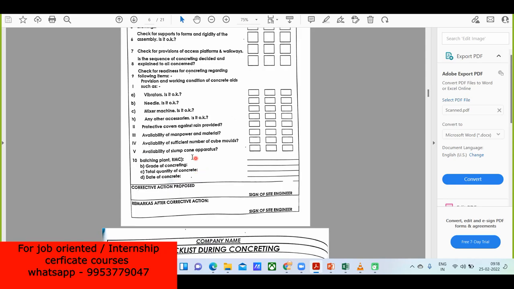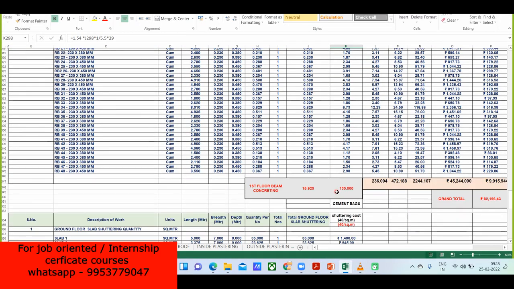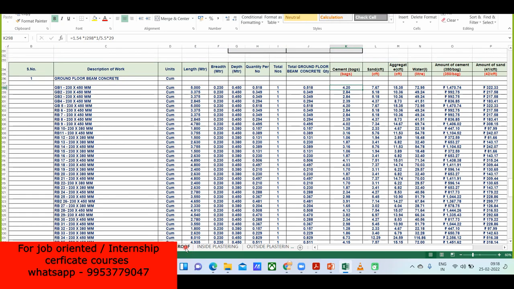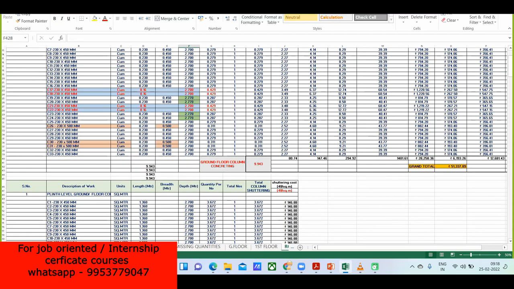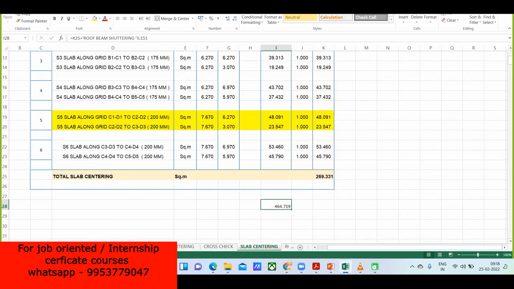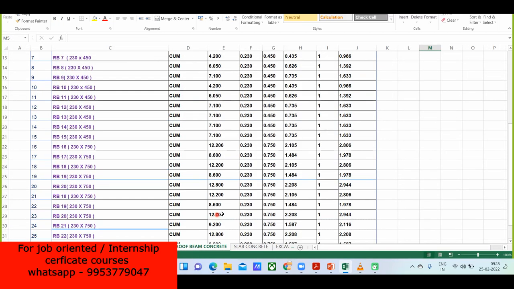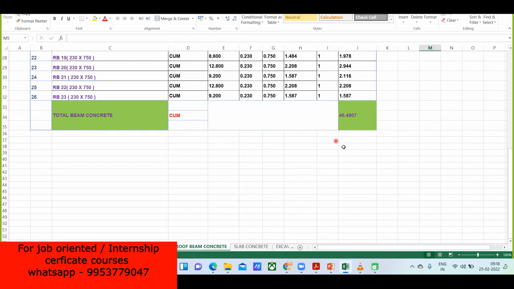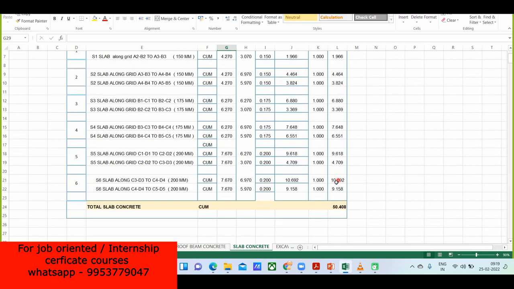Now how much concrete is required, that you know from the quantity estimation. Let me go to the roof part. If I go to the roof beam concreting work, let us say this is my roof beam. I have done a quantity estimation for this. So I require around 46 m3 of concrete for my roof beam. And for the slab concreting, how much is required? We'll try to see that. For the slab concreting, you require about 50 m3.